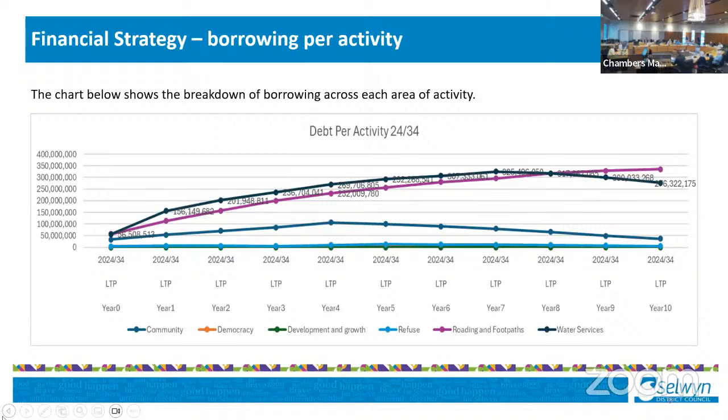So what this slide is showing is our debt levels and how that's split across our key activity areas. So you can see in the top two lines, which is our roading and our water, the bulk of the debt and borrowing that we are going into is to fund those key areas. The blue line that sits quite a bit below that is our community facilities. And you can see the others barely hit the chart. So the key thing there is the debt that we are proposing to take on is to cover roading and water.